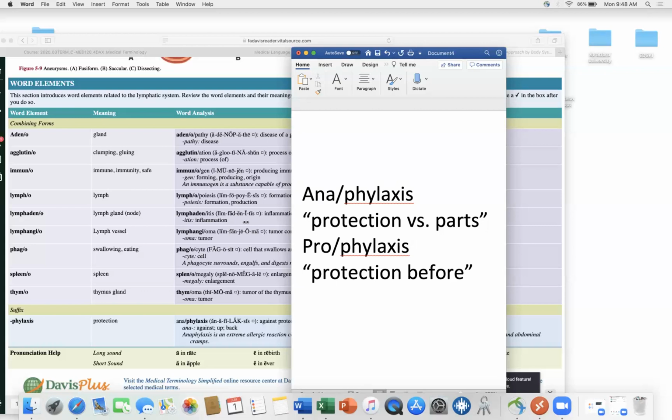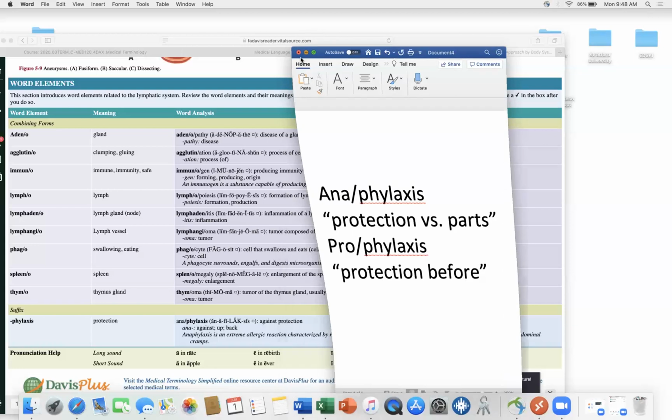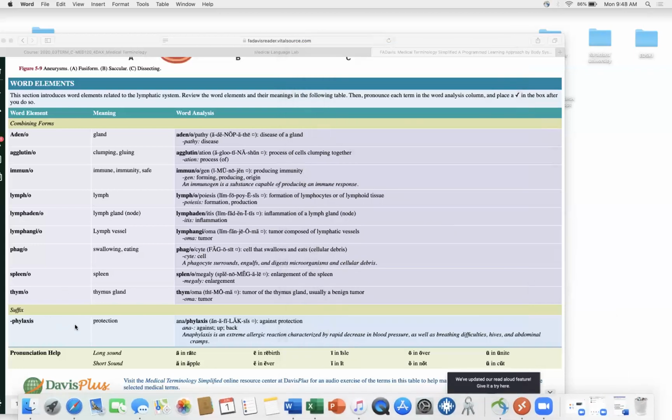Another term for prophylaxis that is common is condoms and any devices that prevent pregnancy, because you want protection against the pregnancy, before, not after. So anaphylaxis, prophylaxis, they are very common medical terms, and they utilize this particular suffix, and it means protection.